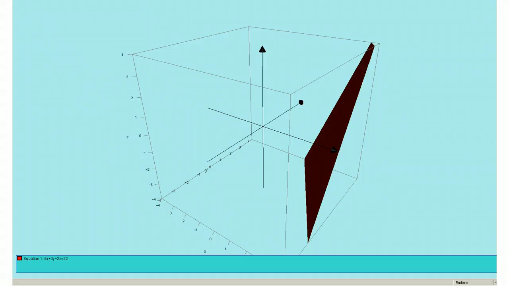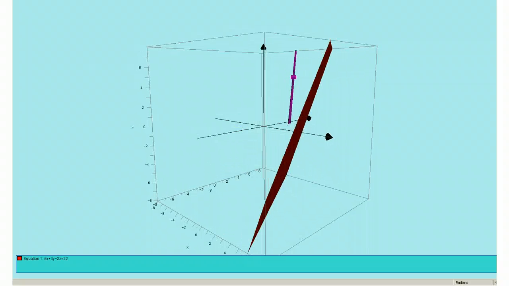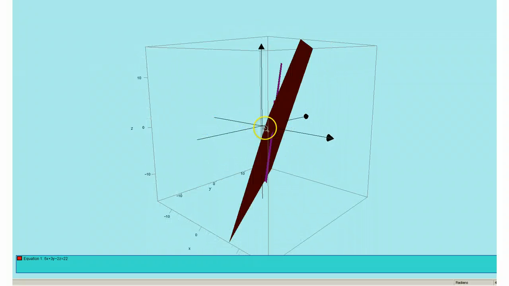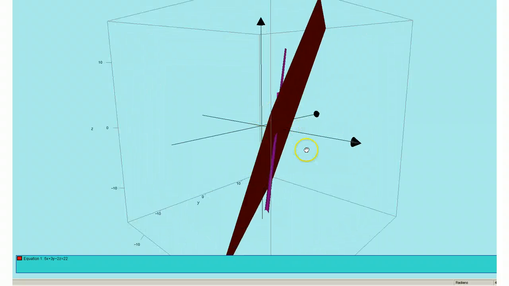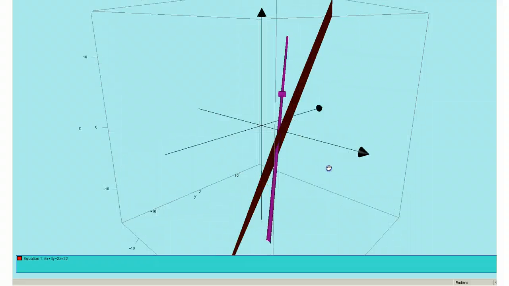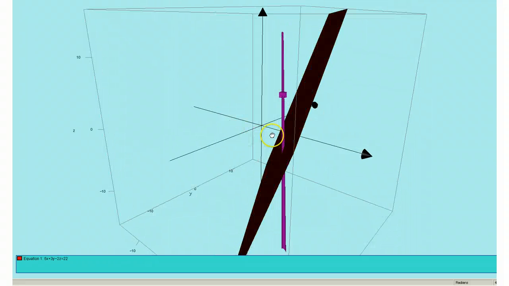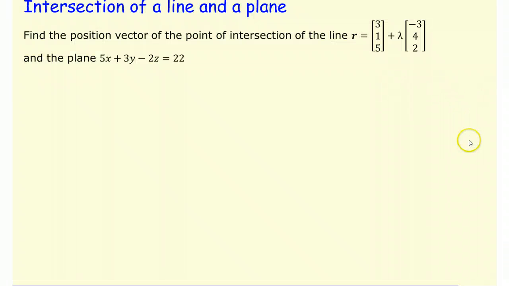Okay, and if I zoom out a little bit, and we should see, or not. Oh, okay, so we should see that there is a point that the line goes through the plane, and that's the point that we're looking for. So we're going to have a look at doing this algebraically.